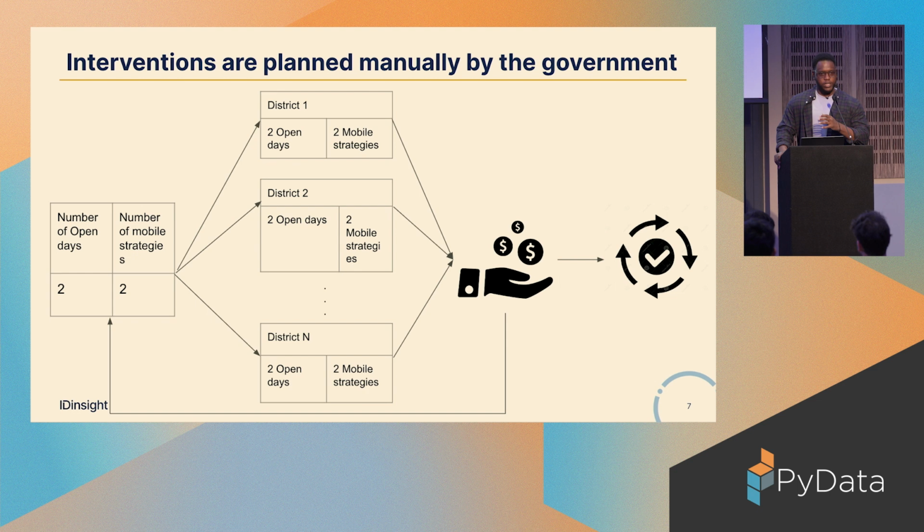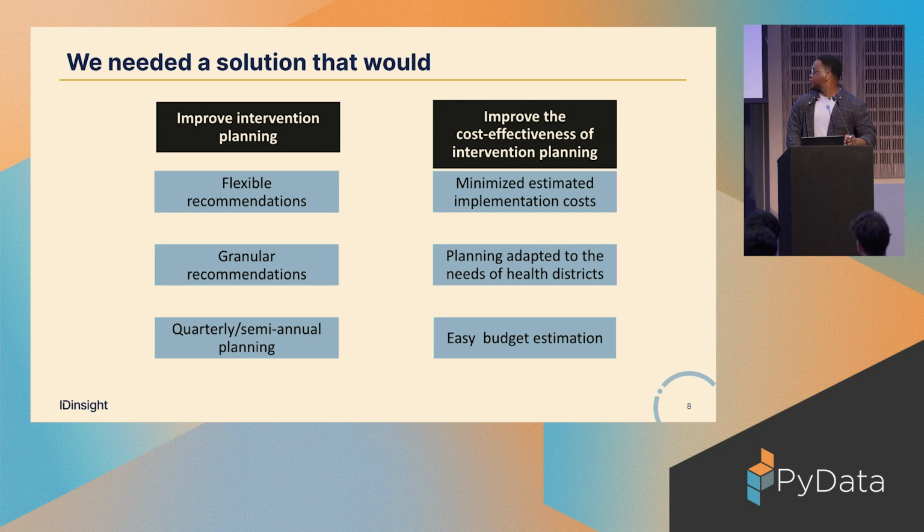Every district has different specificities. Some of them are more urban, some of them are more rural, some of them have big population, some of them have low population, and using the same combination of strategies doesn't really make sense. So we need a more tailored solution, and we needed first a solution that will improve the intervention planning. How will we do that? We will do that by providing flexible recommendations, meaning that every district has its own specificities, and we need to cover that with the solution to improve this intervention planning and improve the coverage.